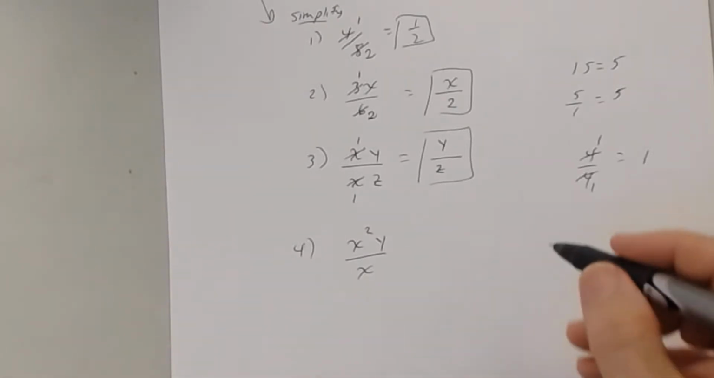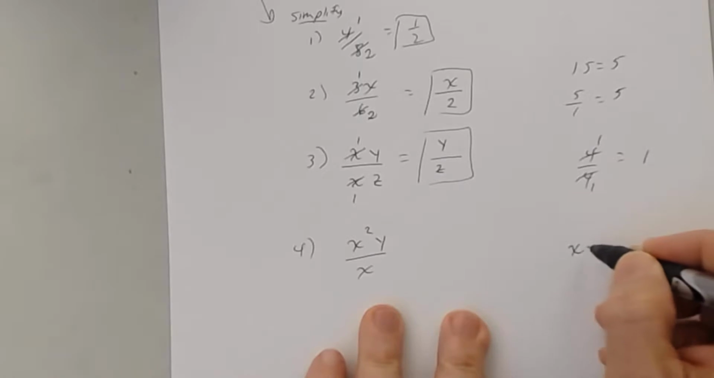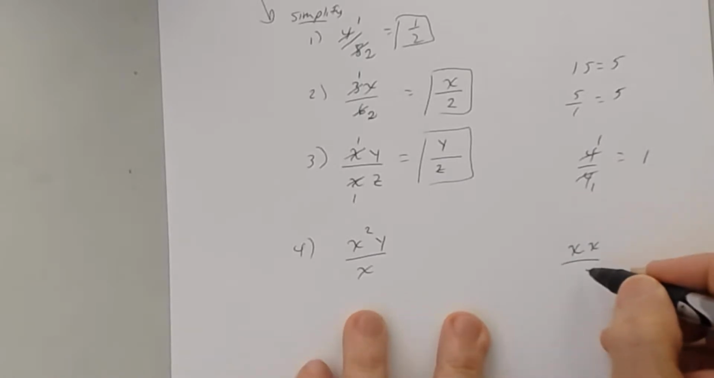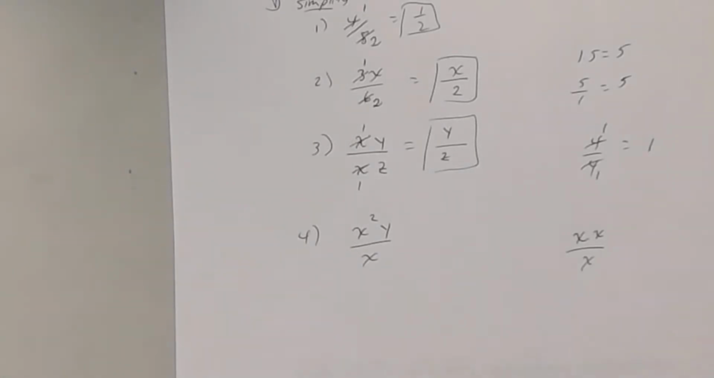All right. So what you might want to do to begin with is, and again, the more you do, the better you get at this. But let's think about the x squared. So x squared means x times x. The denominator is an x, right? So I'm not looking at the y just yet. I'm just looking at the variable x.